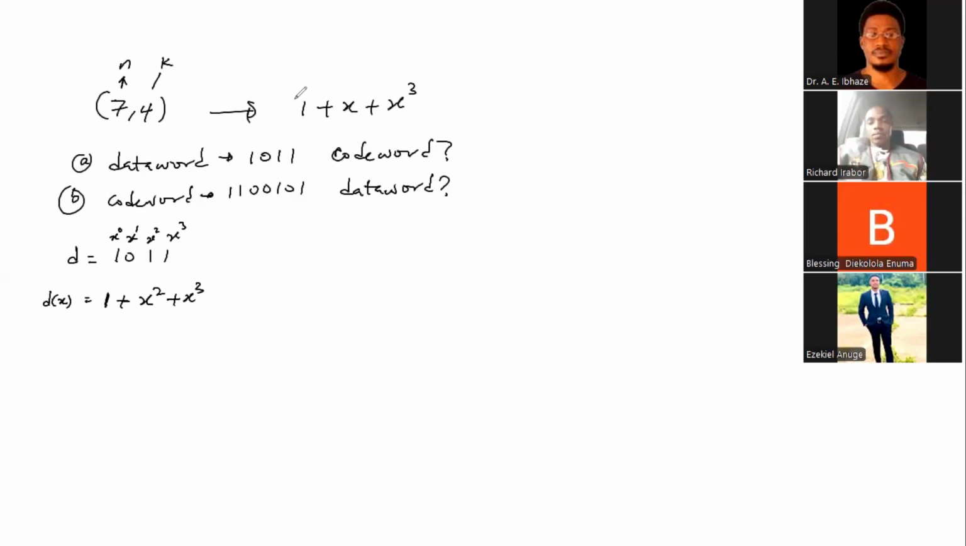Okay. And don't forget that this is the generator polynomial. So we can call this G of X.